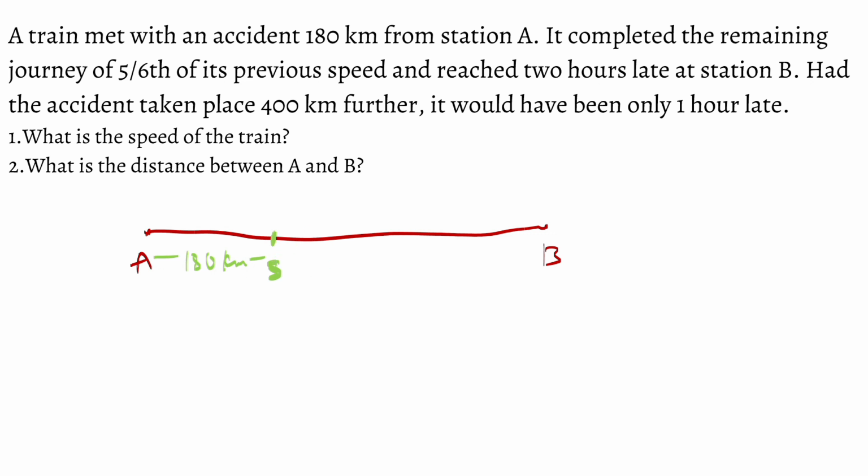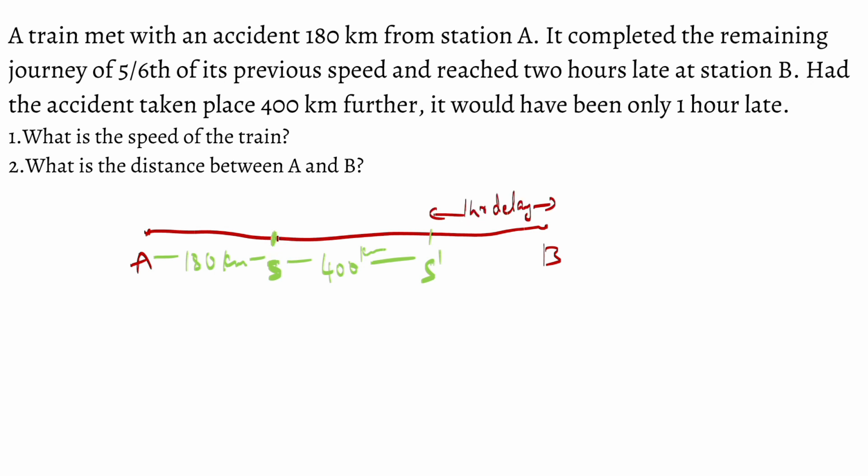Had the accident taken place 400 kilometers further, let's say if the accident had taken place somewhere here, let's name this as S dash. So 400 kilometers further. The distance from here to here is 400 kilometers, right? If the accident had taken place at S dash, then it would have been only 1 hour delay. Understood?